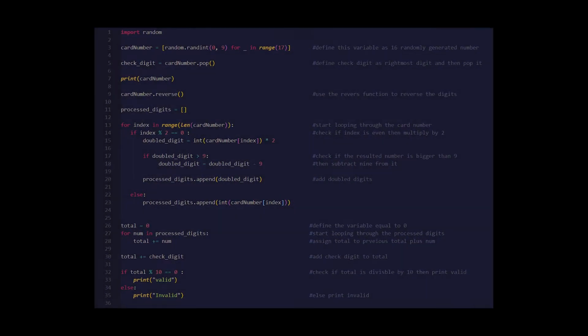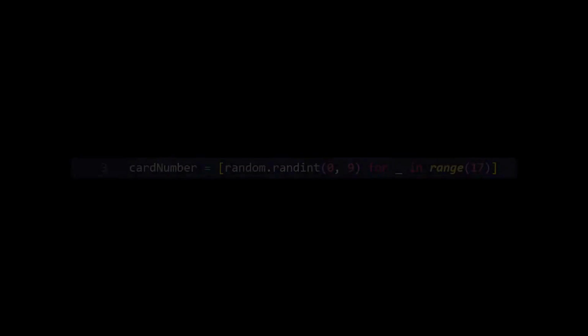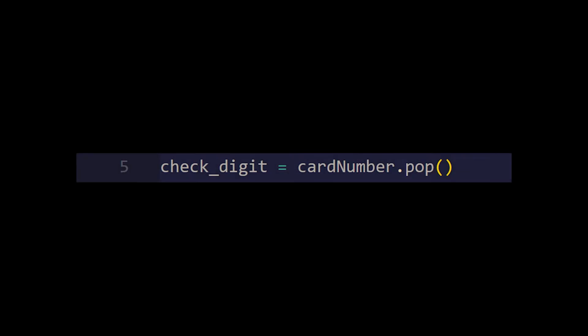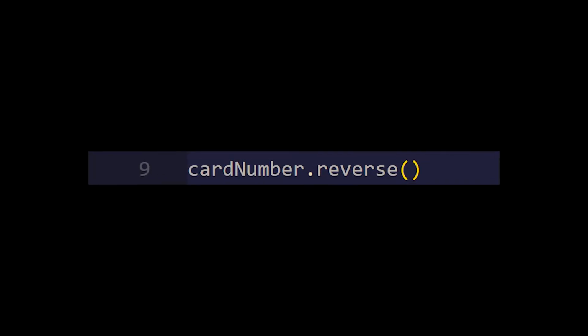As you can see, this is the code of our project. At the beginning, we import random from the library, and then we define the variable card number as a 16 randomly generated number. After that, we define check digit as the rightmost digit, and then we pop it. As you can see in line 9, we use this function to reverse the digits of the card number.